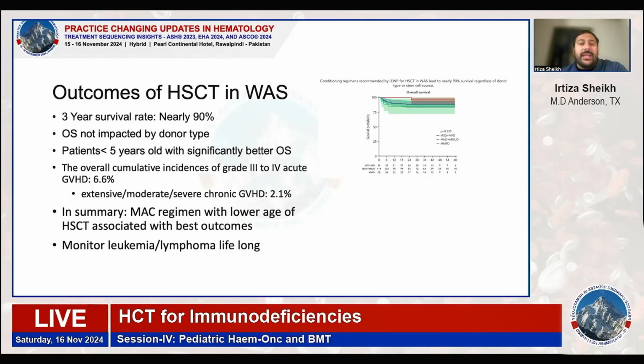And lastly, despite a transplant, these patients retain the risk of leukemia, lymphoma, and myelodysplastic syndrome, and so they do require close surveillance. This is something to keep in mind. Also, looking at the GVHD rate, severe GVHD, which we consider as grade 3 to 4 acute GVHD, was only 6.6%, and extensive, moderate chronic GVHD was remarkably low at 2.1%. Again, these patients do very well with a stem cell transplant, with close monitoring for GVHD, close monitoring for infection, as well as monitoring for the sequelae of Wiskott-Aldrich, with the leukemia and lymphoma that are generally not cured with a transplant itself.